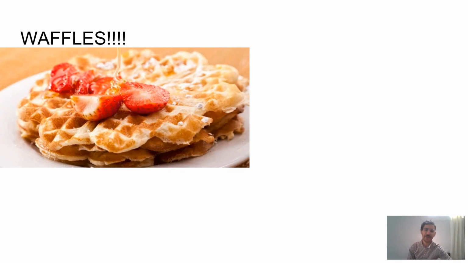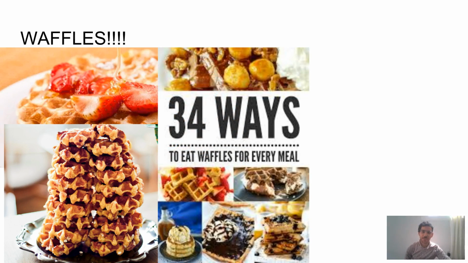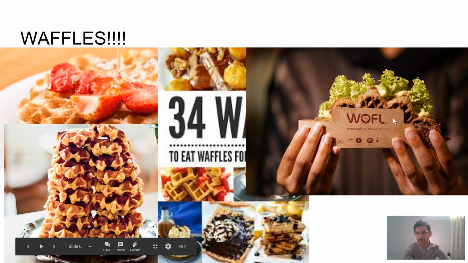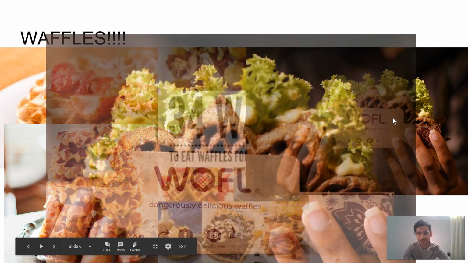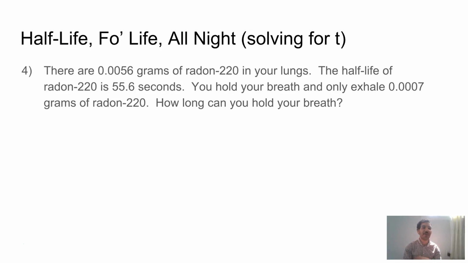Nifty, nifty. Let's look at some waffles. Oh, those are some tasty looking waffles. Oh, yeah, I want to eat those waffles. 30 ways to eat waffles for every meal. Yes, but no, I don't think I condone that. That seems wrong to me. No. So anyway, I don't know what that waffle shtick was.